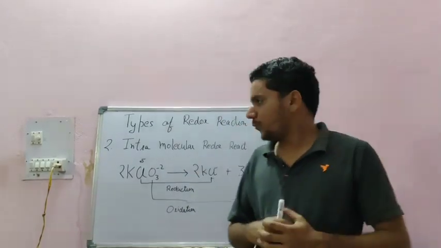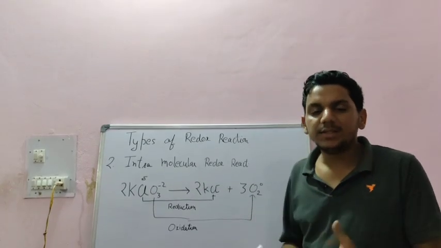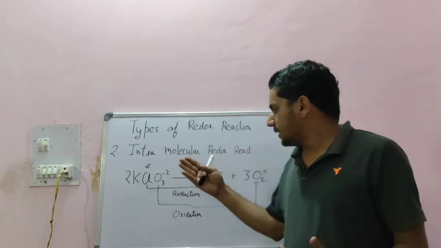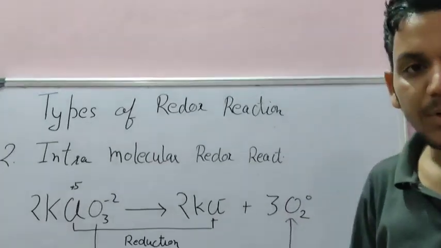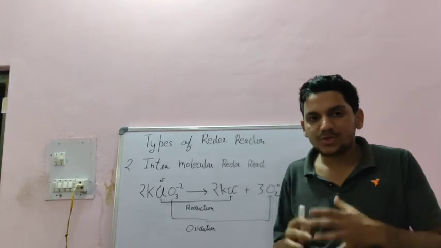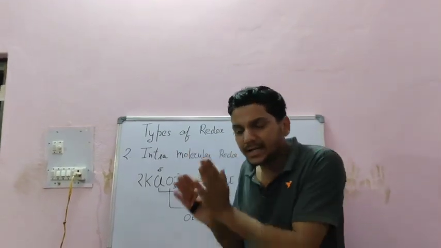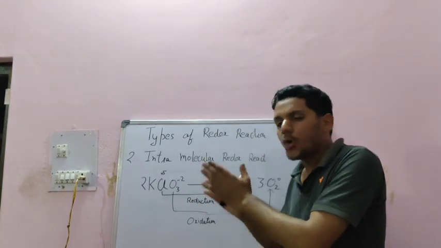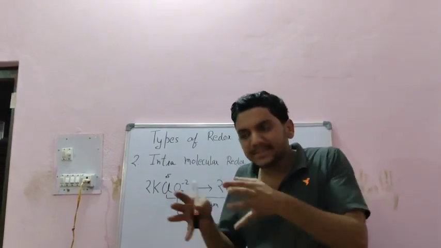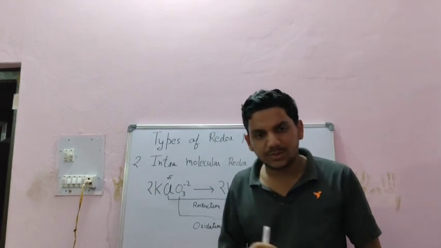After the first one, the intermolecular redox reaction, the second one is the intramolecular redox reaction. This is the example. As you can see, in an intramolecular redox reaction, one atom of a reactant will undergo oxidation, whereas another atom of the same molecule of the reactant will undergo reduction.